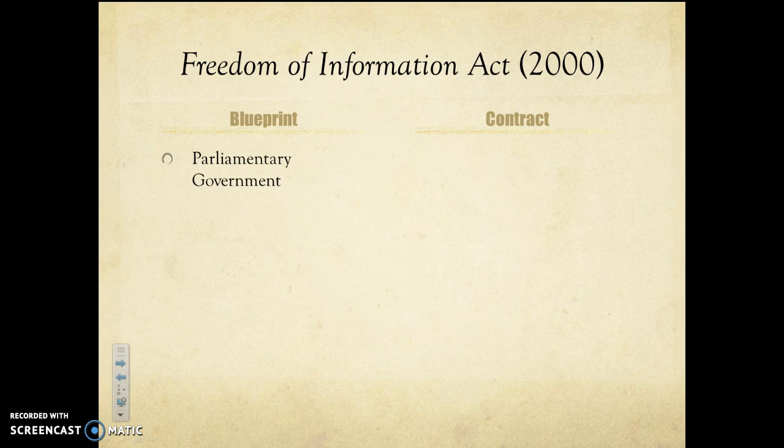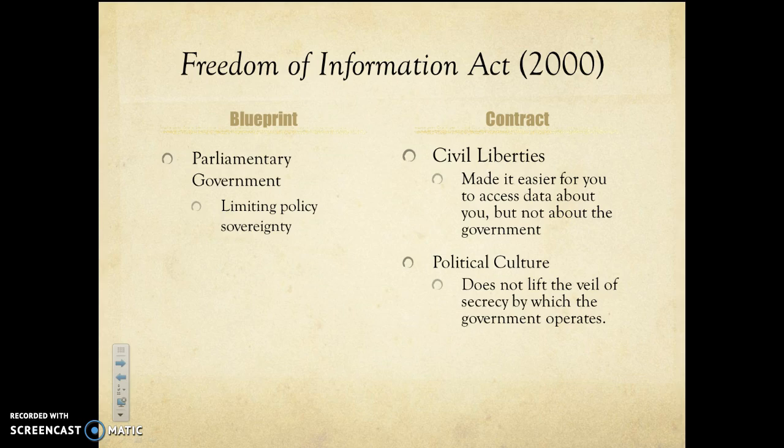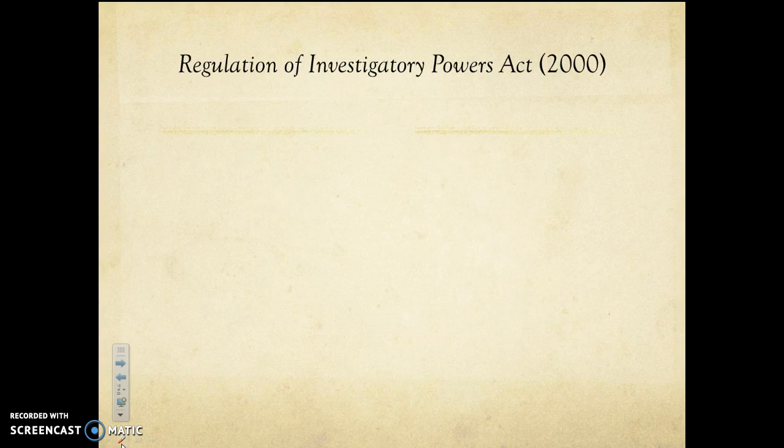Freedom of Information Act. Now, this is a bitter disappointment. We do have a kind of limit on policy sovereignty. So yes, there's a sort of restriction there as to what government can do. Let me explain that. It's made it easier for you to access data that might be held on you by the state, by other organizations, but it's still very, very difficult to lift the veil of secrecy that clouds government. And certainly what we have here is cosmetic reform. The Freedom of Information Act does nothing to challenge the culture of secrecy behind which the government tends to operate.